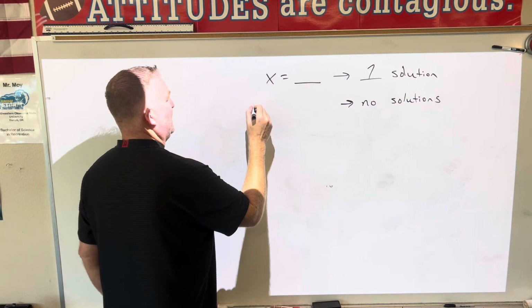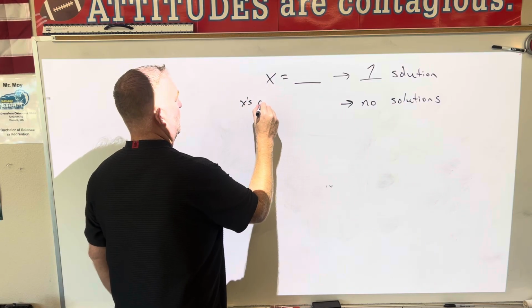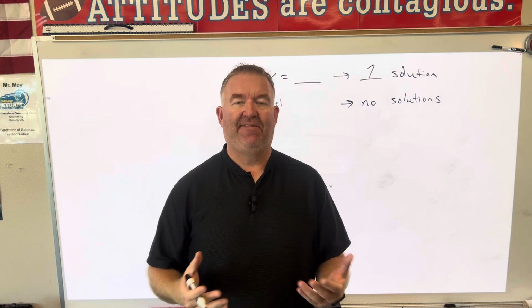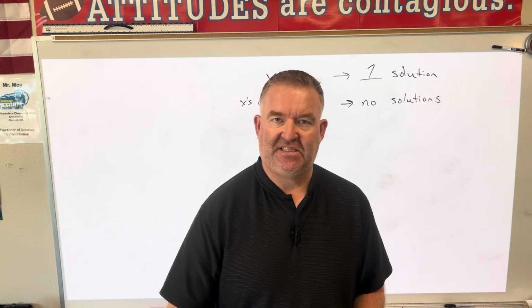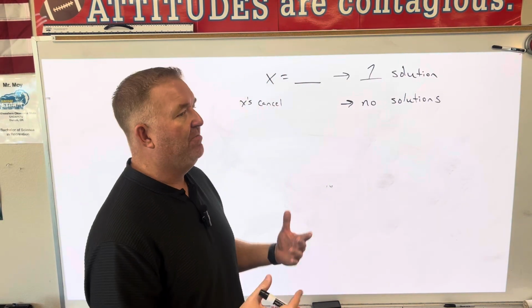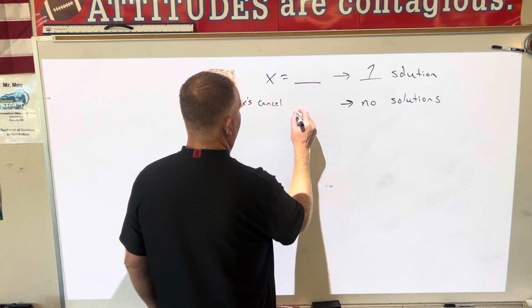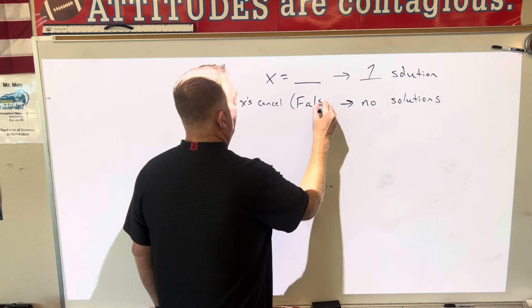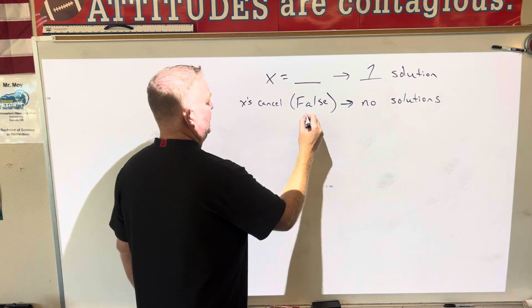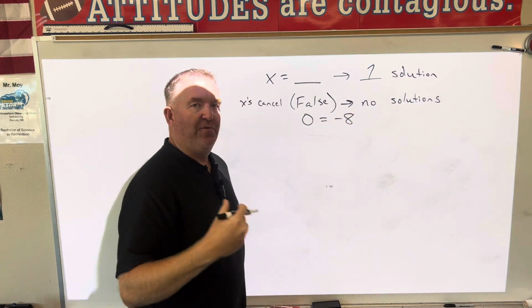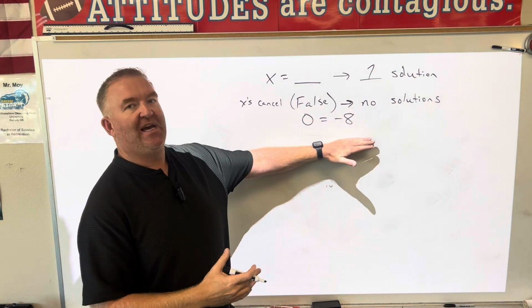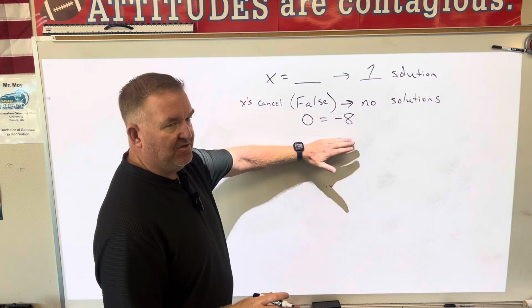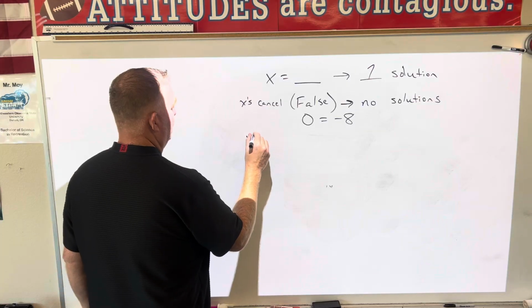Now, if we're talking about no solutions, that means that the x's cancel, or the y's, or whatever variable. It doesn't have to be x. It could be any variable. On the test, it's all going to be x, so you don't have to worry about it, but it could be any variable. Your variables cancel, and you get a false statement. What I mean by false is that you end up with numbers like 0 equals negative 8. For example, 0 does not equal negative 8. That would be no solution. There is nothing you can put in there, okay? That is no solution.